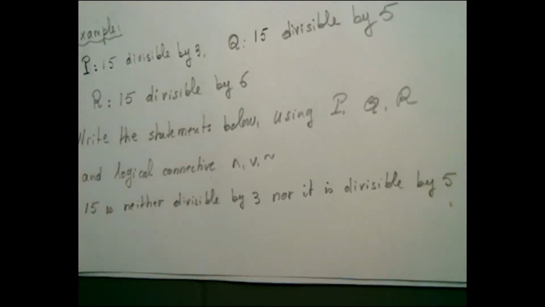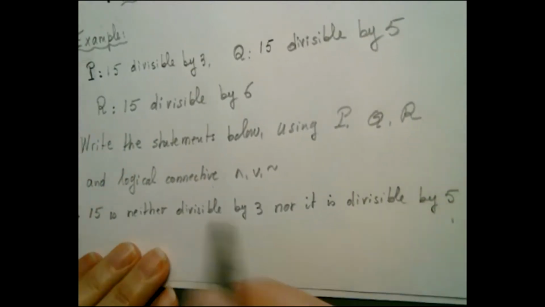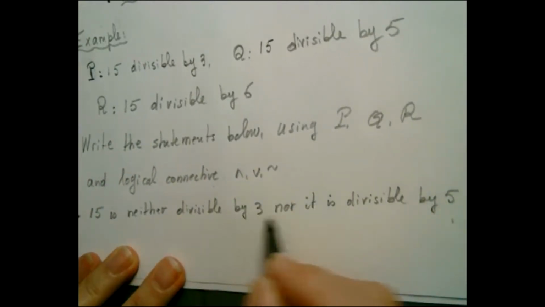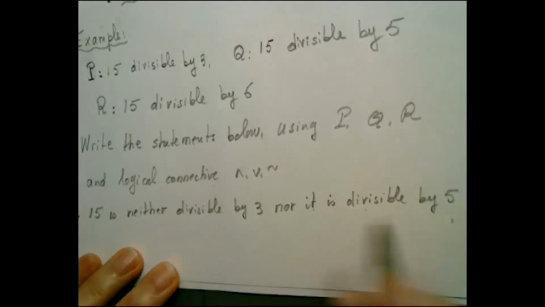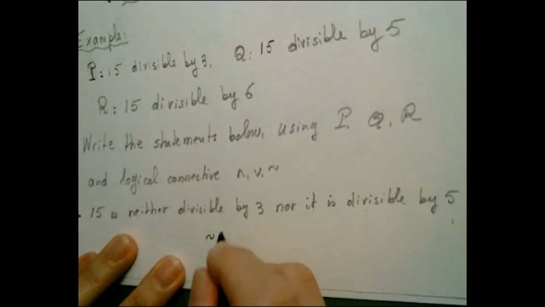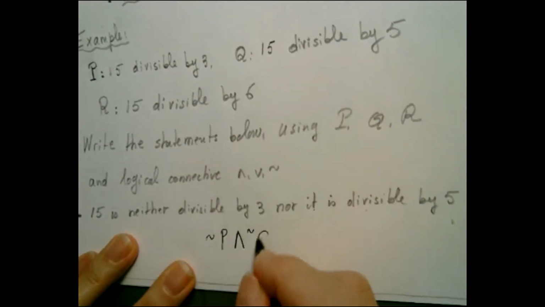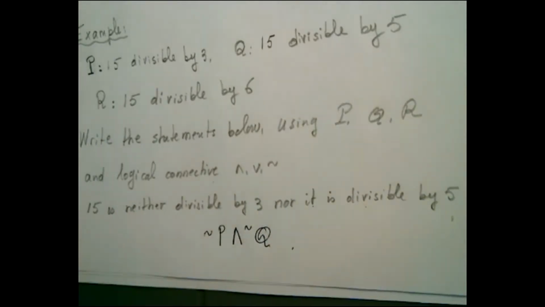How can we write this first sentence using those logical connectives? Neither divisible by 3, nor divisible by 5. It means not P and not Q. Neither nor is not and not. Another simple question is the following.